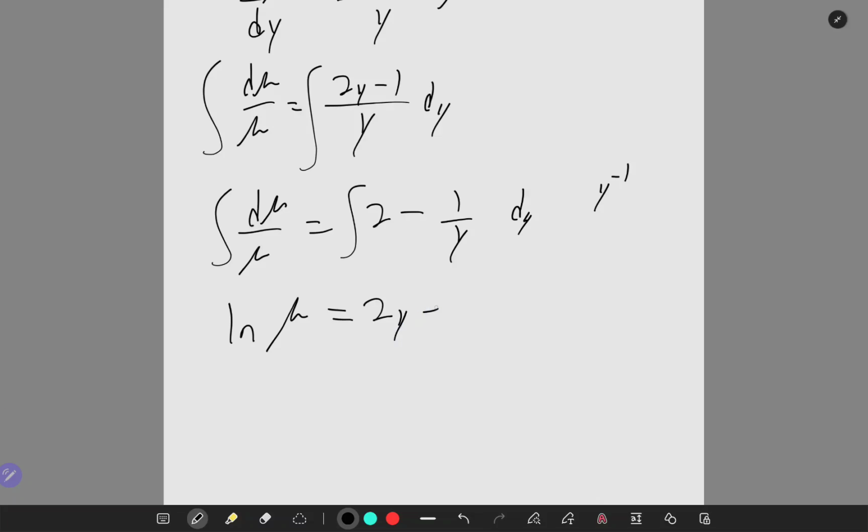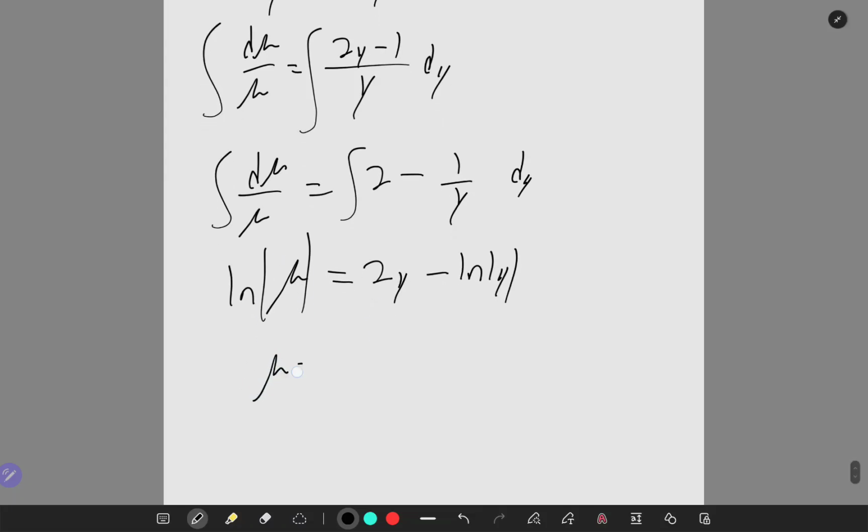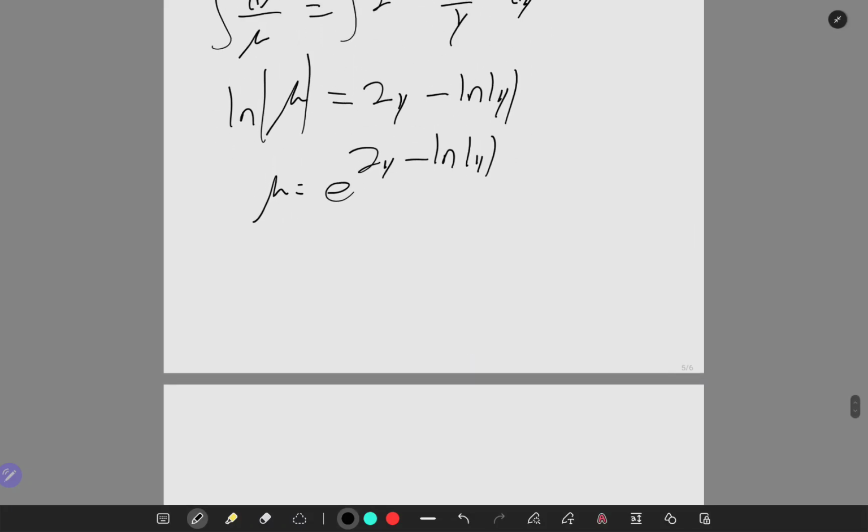2y minus this. You subtract 1 in the, no, you add 1. What am I talking about? Oh yeah, that's just the natural log. I'm sorry. That's how you really know I'm getting tired. Okay, that's the absolute value. We take the exponential of both sides. Mu is equal to e to the 2y minus the natural log of y. So that's our mu.